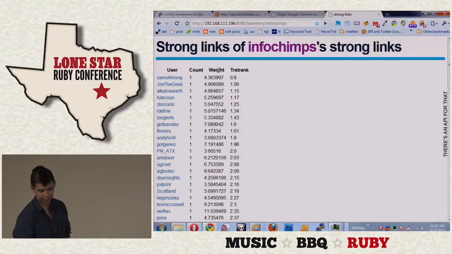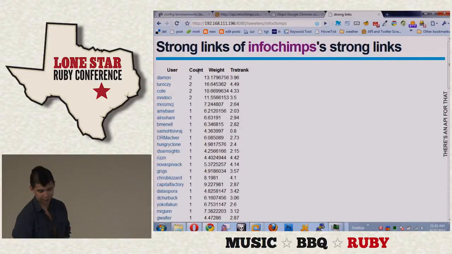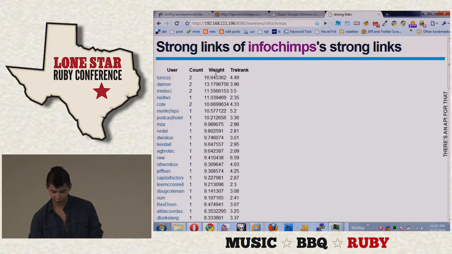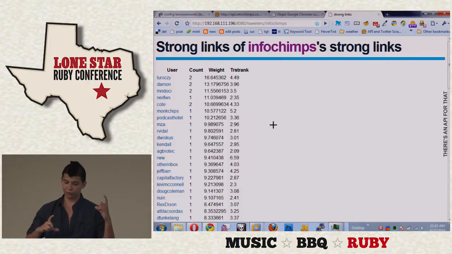So we magically made this sortable. And now I can go through and see who's most important more easily. We count the same people at the top here. You can sort by weight, so this is the number of interactions. You can see that this list is a little bit different than count.